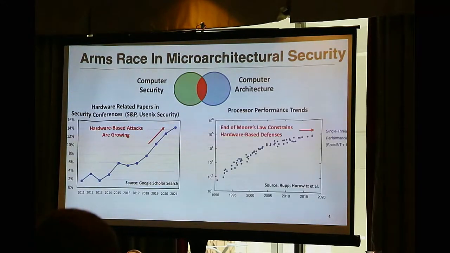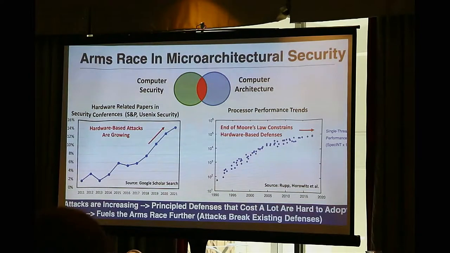At the same time, of course, we know Moore's law is ending and processor performance is tanking, so it constrains the capabilities of hardware-based defenses. How much performance cost can we pay to get principled defenses? This is a challenge. On one hand, attacks are increasing. On the other hand, principled defenses that cost a lot in performance are hard to adopt. This creates a perverse incentive to straddle the performance and security trade-off, and we might end up with defenses that have corner cases where vulnerabilities lie. So attacks are increasing, principled defenses are difficult, new attacks break existing defenses, and this arms race continues.